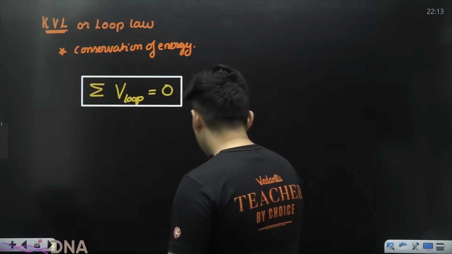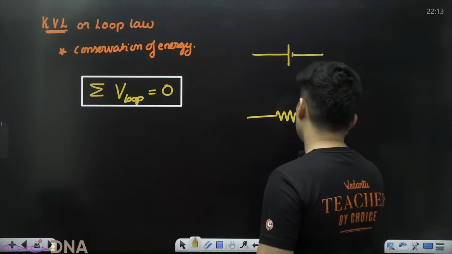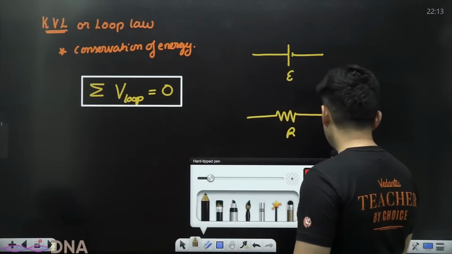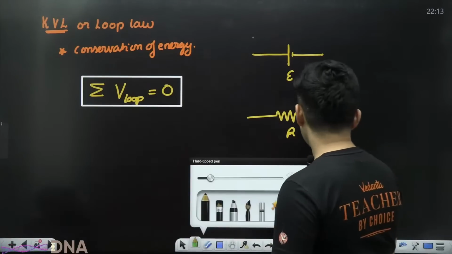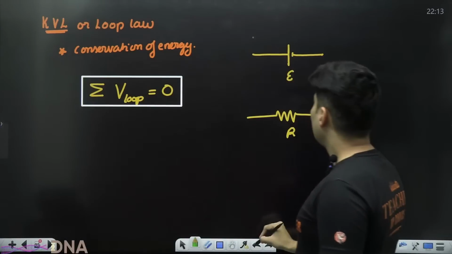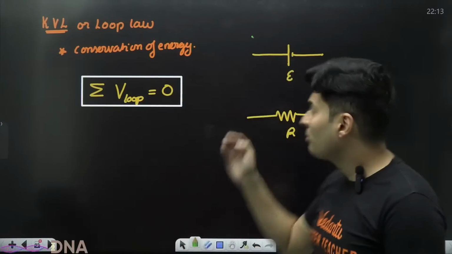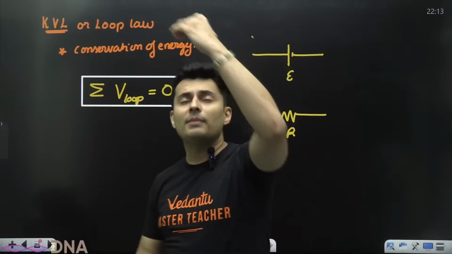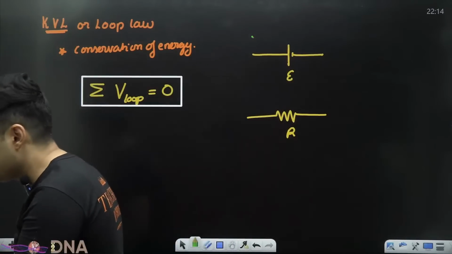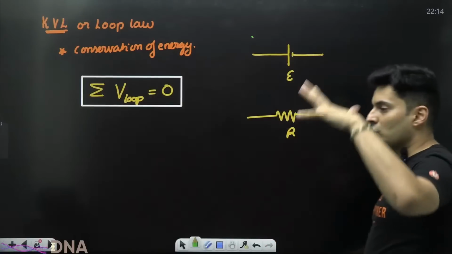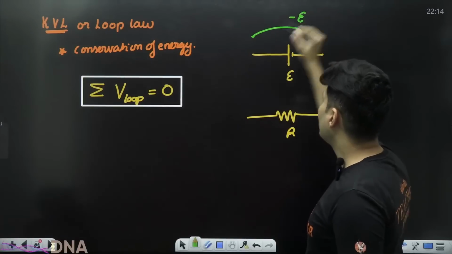As simple as that. Now, when you are traveling in a circuit, you might encounter a battery. You might even encounter a resistor. So let's say somebody is traveling from here to here. When that person travels from here to here, he will encounter a voltage change. He's going from the positive terminal to the negative terminal. So is the voltage drop positive or negative? Obviously it is negative. The voltage has dropped, so the voltage change is negative. So when you go from here to here, the change in the voltage will be minus E.